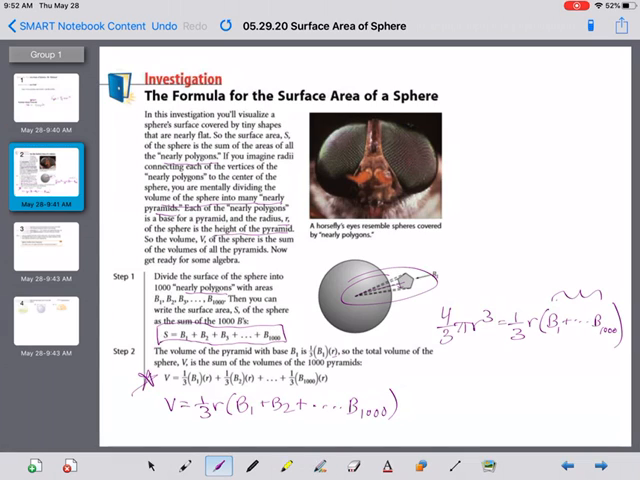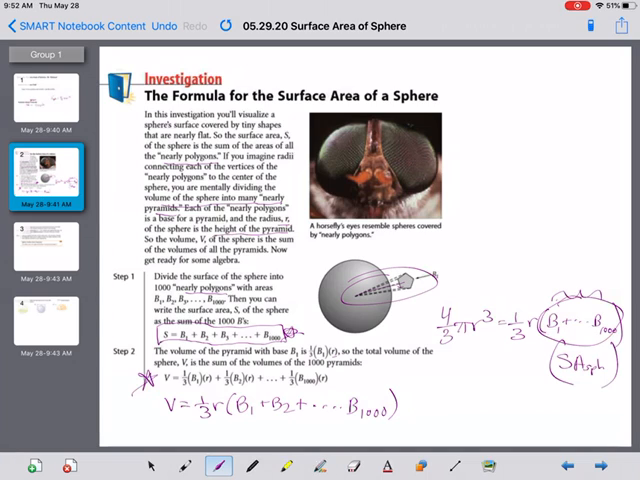Now, that's just the surface area of the sphere. Okay, now let's isolate the surface area of the sphere. So this is, right, the sum of the bases is the surface area of the sphere. So that's S.